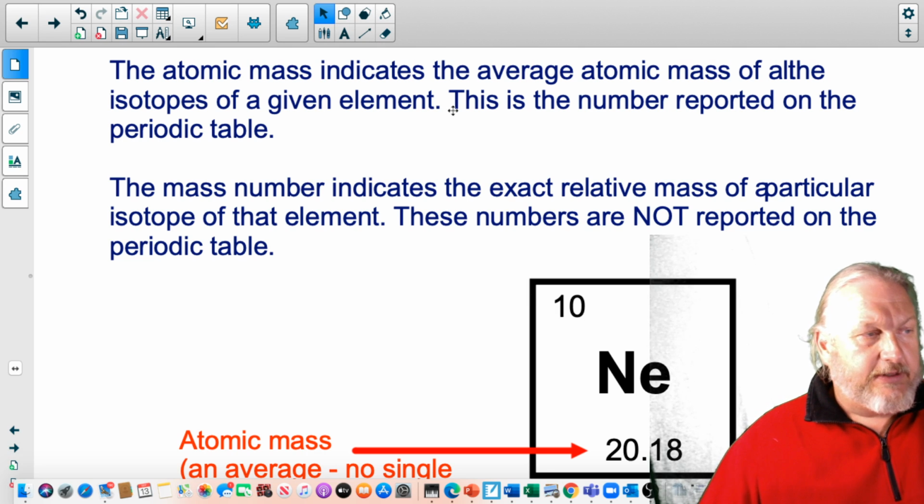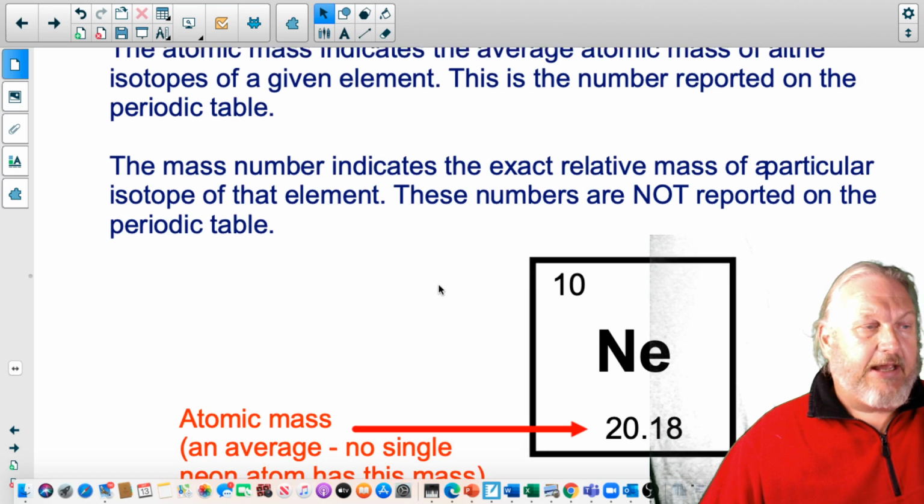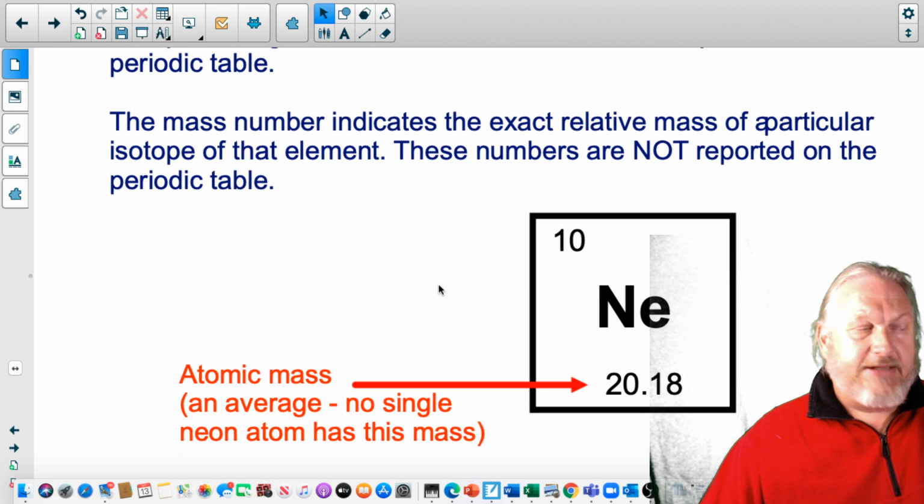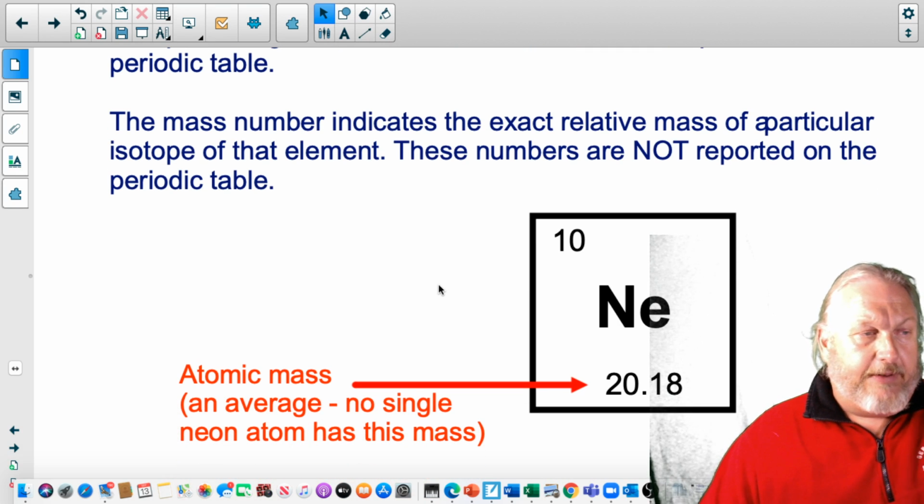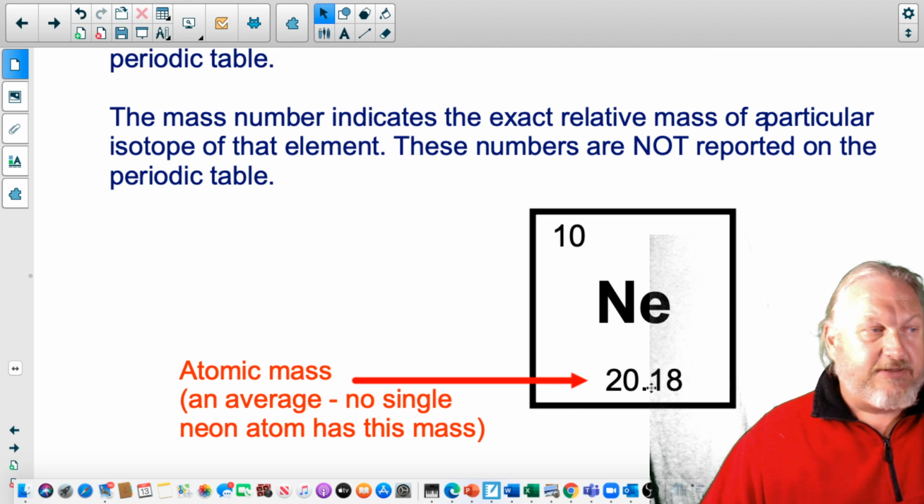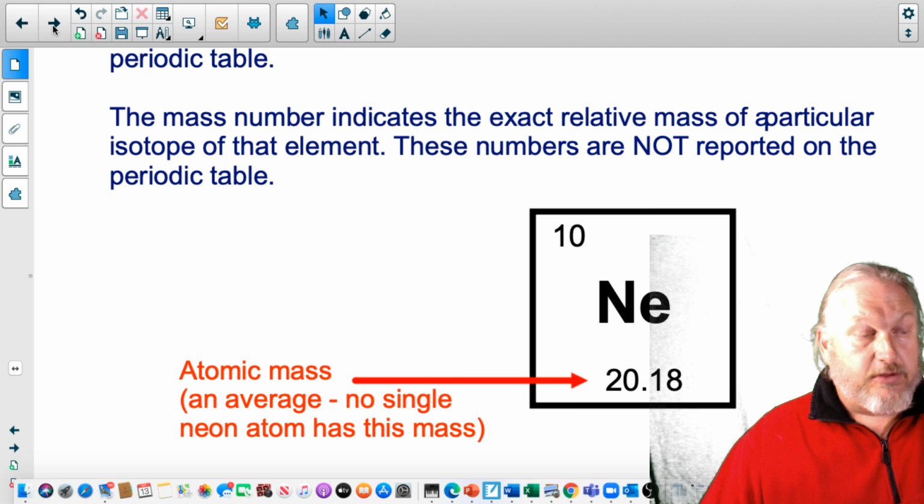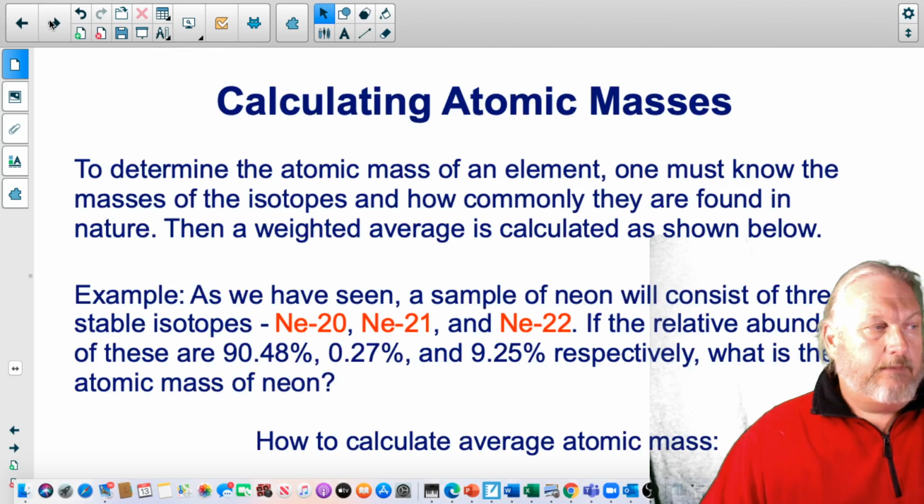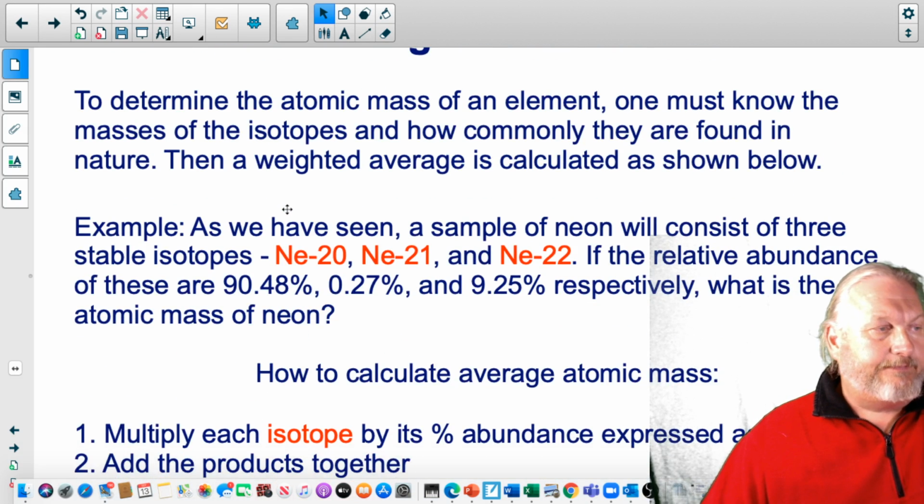The atomic mass we see on the periodic table is the average atomic mass of all the isotopes of a given element. The mass number indicates the exact relative mass of a particular isotope of that element. That's the A, or the mass number. So this is the average atomic mass. It's not the mass of one single atom, the 20.18. So how do we calculate that?